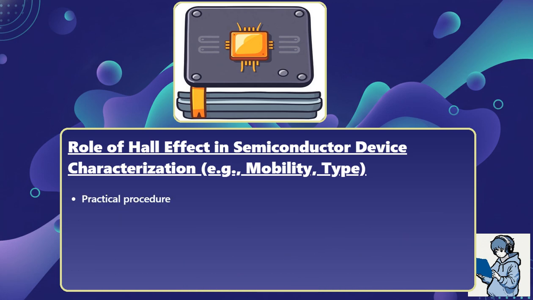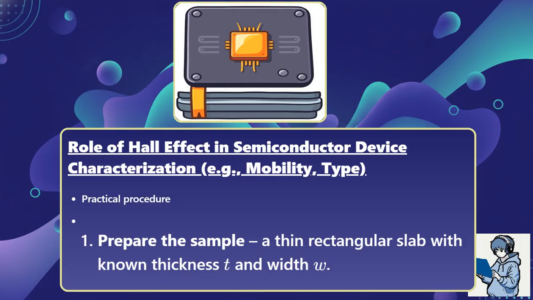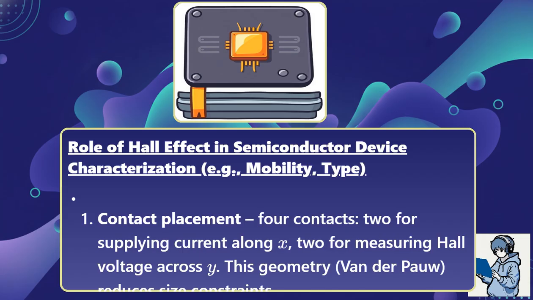Practical procedure. Step 1. Prepare the sample, a thin rectangular slab with known thickness t and width W. Step 2. Contact placement: 4 contacts, 2 for supplying current along X, 2 for measuring Hall voltage across Y. This van der Pauw geometry reduces size constraints.